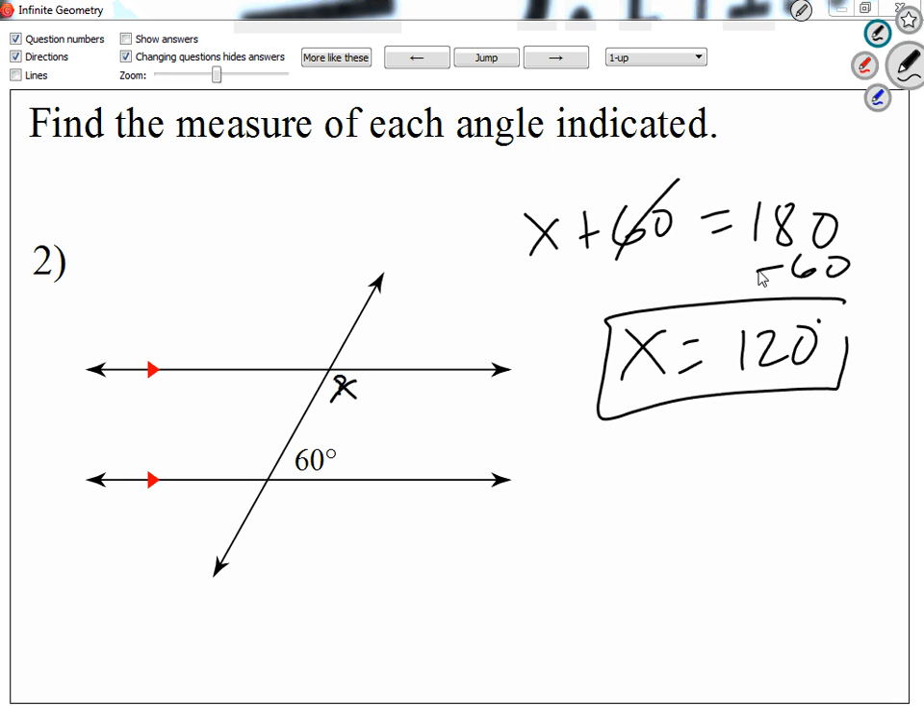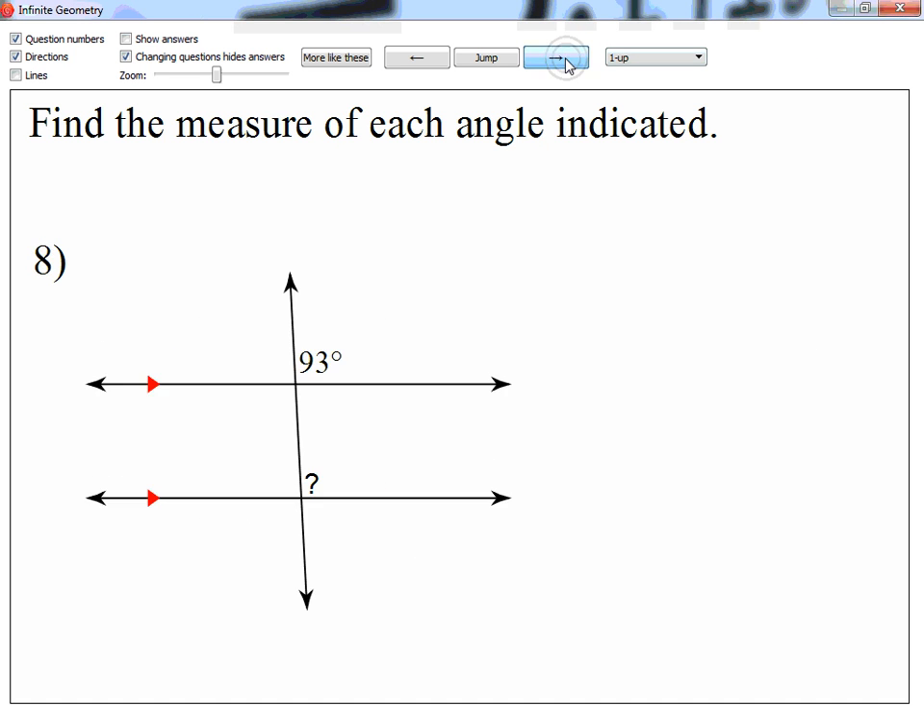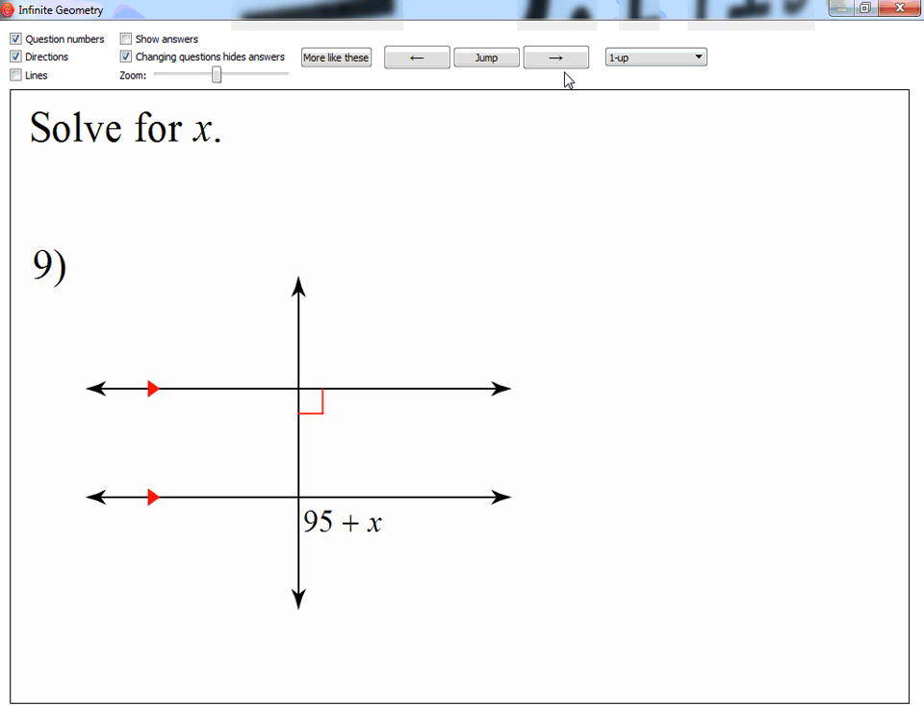Any other questions for the first ones? Let's take a look at question number 9. Solve for x. That little box in number 9 represents 90 degrees. So even though it's not a number, it does represent a number. The little box represents 90.